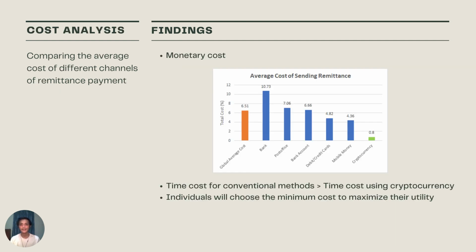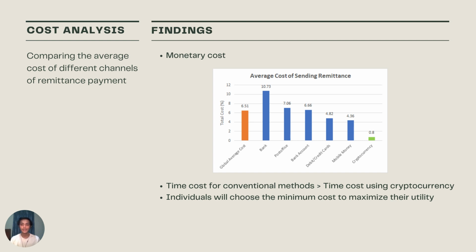After that, I also did an analysis on the remittance costs from various channels. By using the published data from the World Bank, I found that sending remittance worth $200 through the bank will cost someone about 10.73%. The cheapest conventional way for remittance payment is using mobile money, which only costs about 4.36% to remit $200. Overall, on average, according to the World Bank, the global average cost to send remittance through the conventional channel is about 6.51%. This amount is double the targeted Sustainable Development Goals for remittance costs, which is 3%. The reason for the high cost in the conventional remittance market is due to the presence of intermediaries.